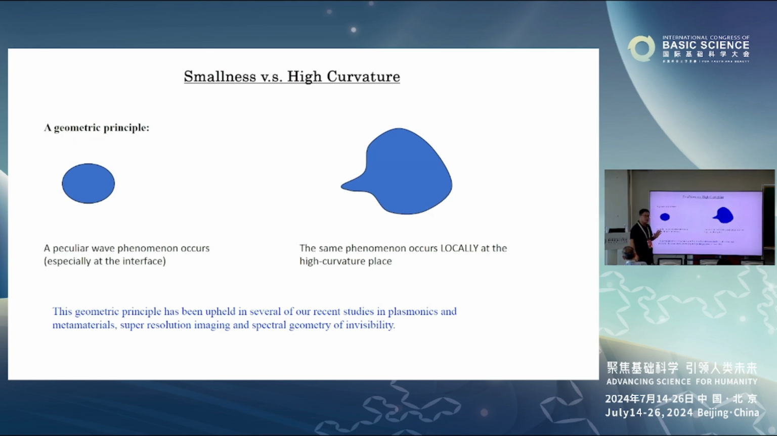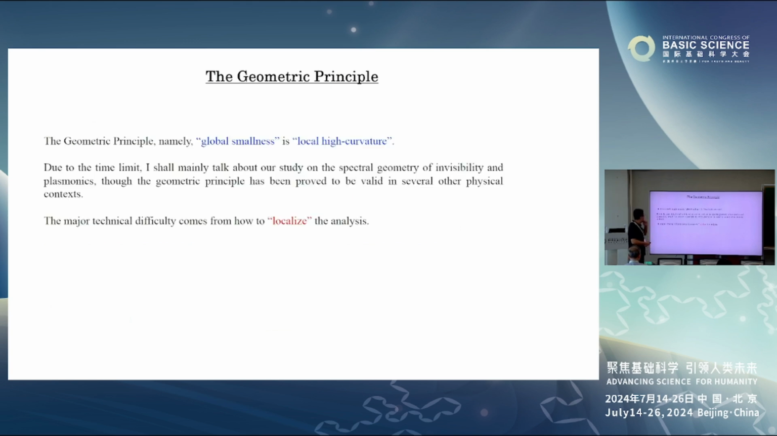that is the main cause. Actually, this geometric principle we have proved for several different physical contexts, including plasmonics, metamaterials, super resolution imaging, and the spectral geometry of invisibility. Due to the time limit, this means the geometric principle: global smallness is local high curvature. I am going to talk about our study on the spectral geometry of invisibility and plasmonics. The geometric principle has been proved to be valid in several other physical contexts.